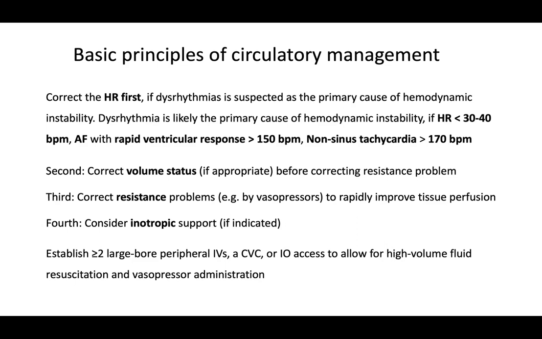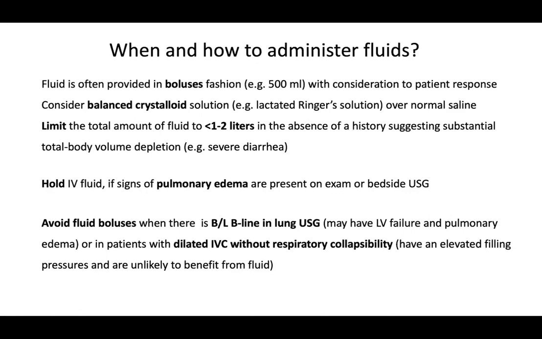Second is to correct the volume status, if appropriate, before correcting the resistance problem. Third, the resistance problem, that is the pressures, by use of vasopressors so that tissue perfusion improves. And fourthly, we have to consider inotropic support so that the cardiac output improves, if indicated. So establish more than 2 large bore IV cannulas, a central cannula, or in children or in extreme cases intraosseous access, so that high volume fluid resuscitation can be done and vasopressors can be administered.